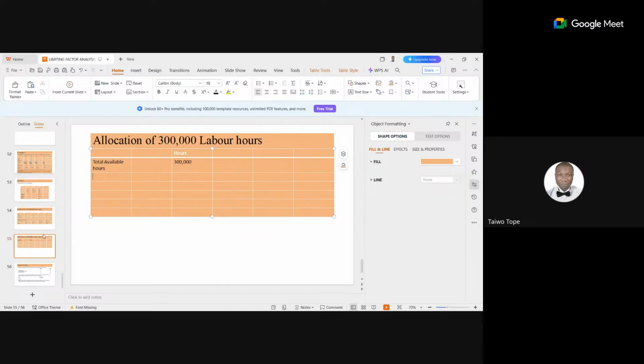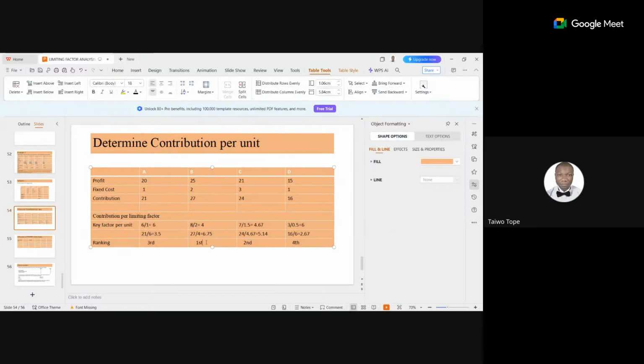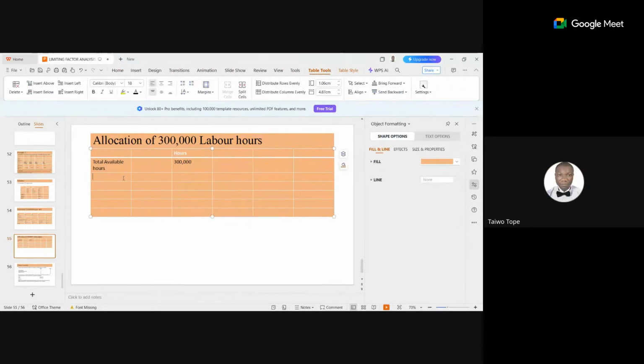Now, the first ranking product is B, right? Based on the budget of sales, how many are we expected to produce? 16,000. So how many hours do we need to produce that 16,000? 4 hours for 1 unit of B. So we need 4 hours for 1 unit of B to produce 16,000 units. How many hours now? 64,000.